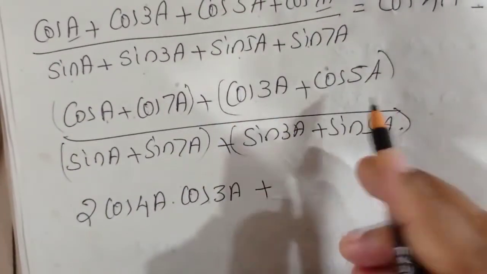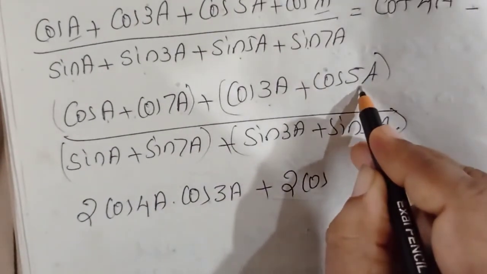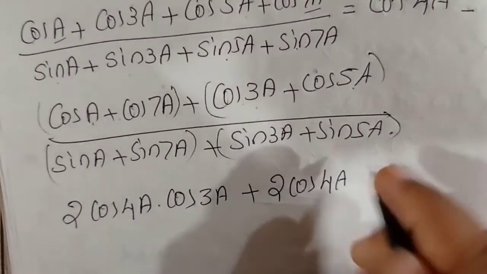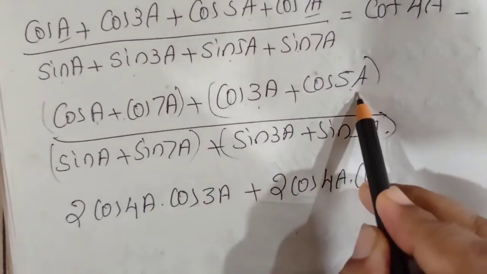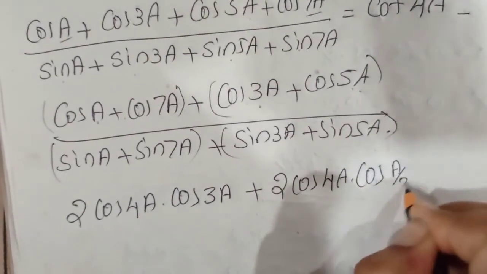Then again you take the second. Cos 3A plus cos 5A: 2 cos (3A plus 5A)/2, 8A, 8A by 2 is 4A. Then cos difference. Here also 3A minus 5A is minus 2A, by 2 is minus A, we can directly write it as cos A.